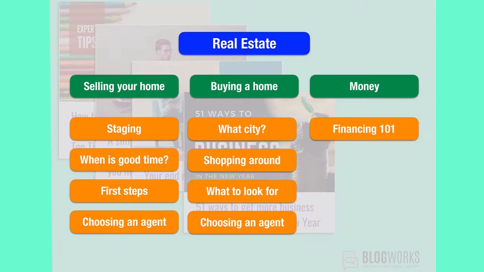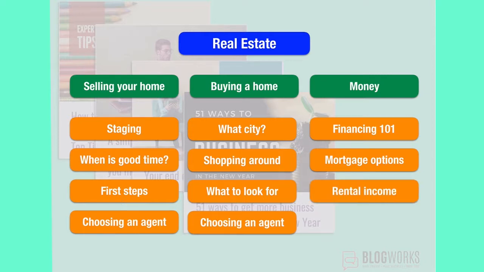Money issues. Obviously, there's financing 101. So how do mortgages work? How does lending work? And what is the bank looking for? Mortgaging options, rental income, choosing a lender. So you get the idea. I start with my core theme, which is I'm a realtor and I'm in business. I'm looking for customers. I've got, below that, at least three themes.